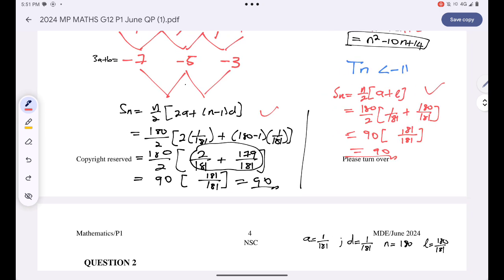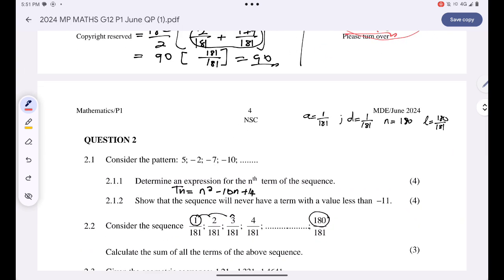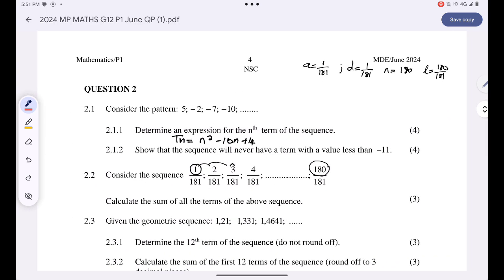But please note that, guys, we only use this one if and only if you know the value of your last term. So the sum of the first 180 terms is just equal to 90.